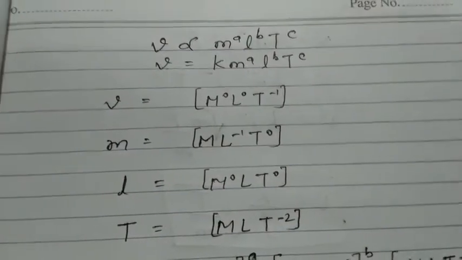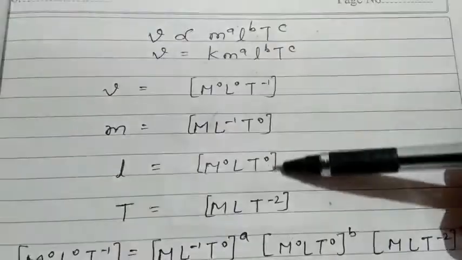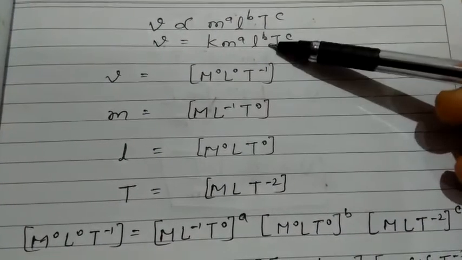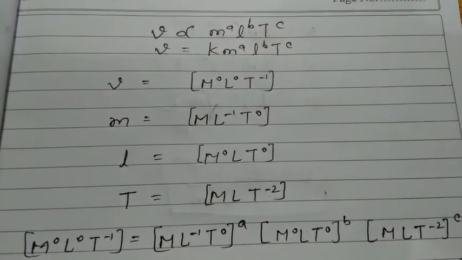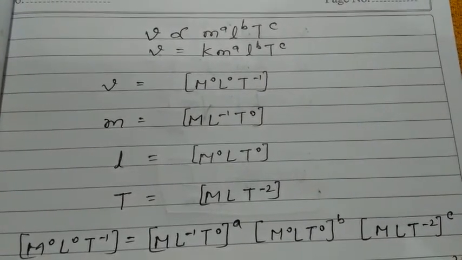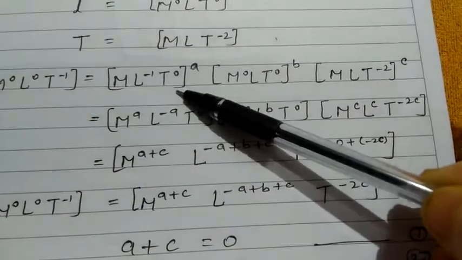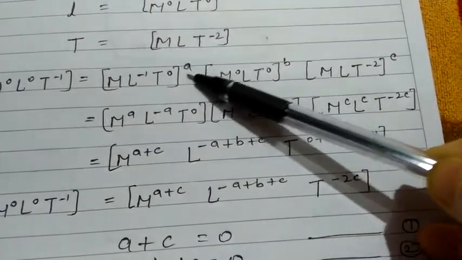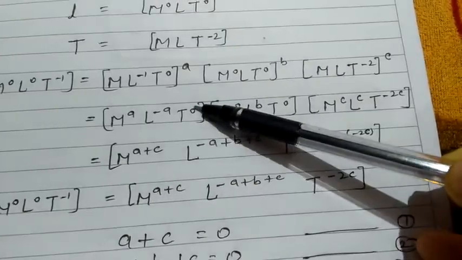In our first step we have written a formula in this form. In the second step we have derived the dimensional formula of all the physical quantities and put it in this equation. So two steps we have completed. Now in the third step we will solve this equation for the powers a, b and c. Here M L to the power minus 1 T0 whole power a. So when we solve this bracket for this power, we get M to the power a, L to the power minus a and T to the power 0.